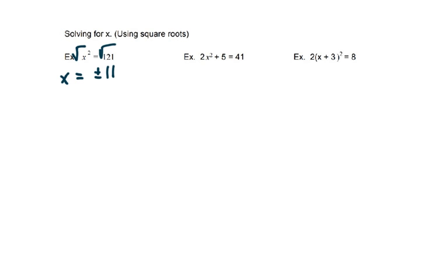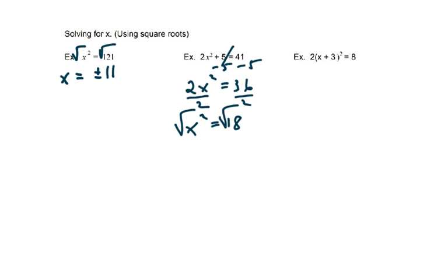Next example. Well, first of all, I want to get x by itself, so let's subtract 5. That gives me 2x squared equals 36. Divide by 2. Gives me x squared equals 18. And then my last step would be to take the square root of both sides. Keeping in mind when I do this, I have to get an answer that's a plus or a minus. There's two of them. The square root of 18.